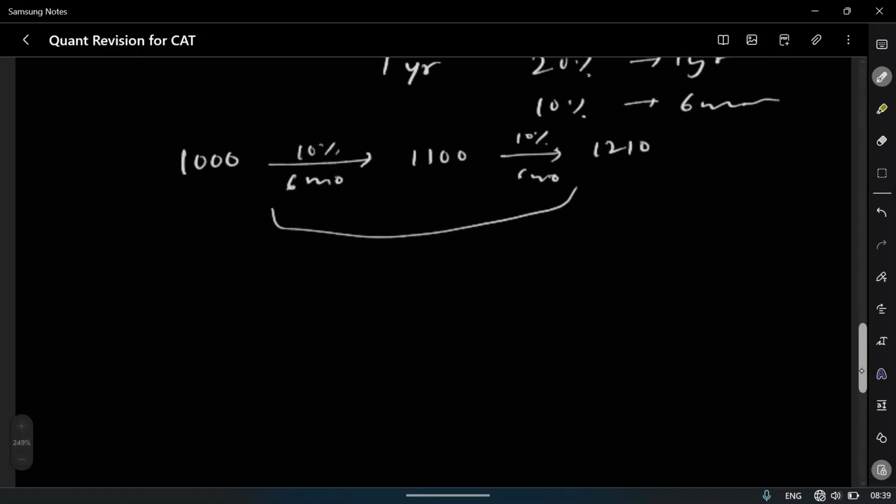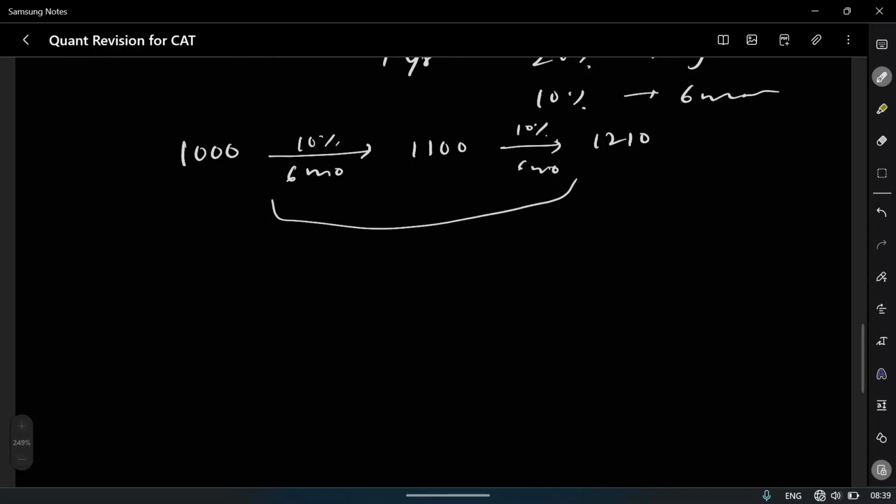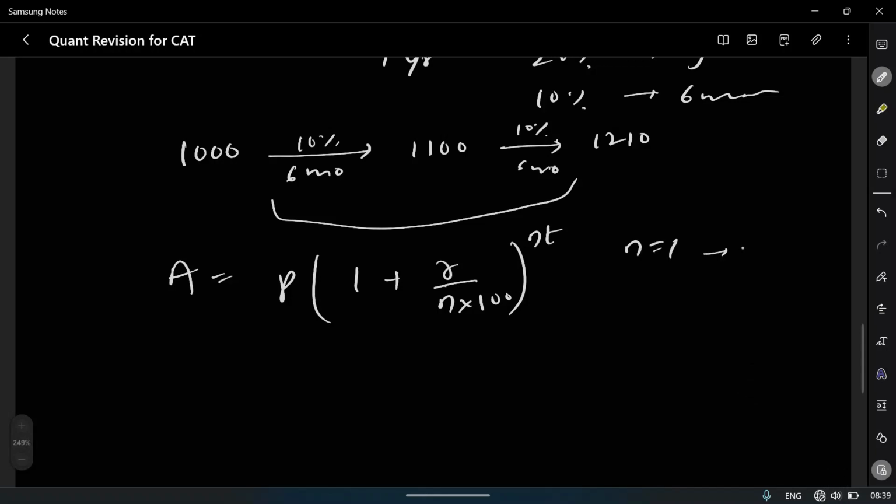So if you want to remember a formula for this, final amount equals principal amount into 1 plus R by N into 100 whole power NT. Here N equals 1 if it is compounded annually, N equals 2 if it is compounded half yearly, N equals 4 if it is compounded quarterly, and T is in years.